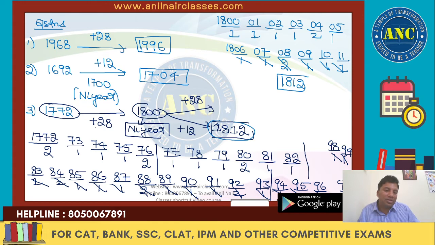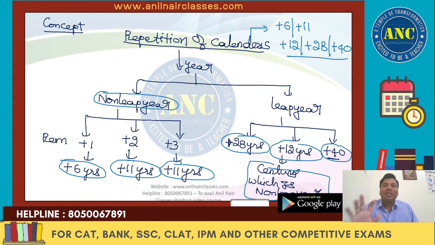1812 we got because of plus 28 and plus 12. That is exactly what I specified in the previous slide, this concept. If the given year is a leap year, calendar will repeat exactly after 28 years, except when it crosses a century, which is a non-leap year. It is plus 12. If any condition is violated, what are the conditions?